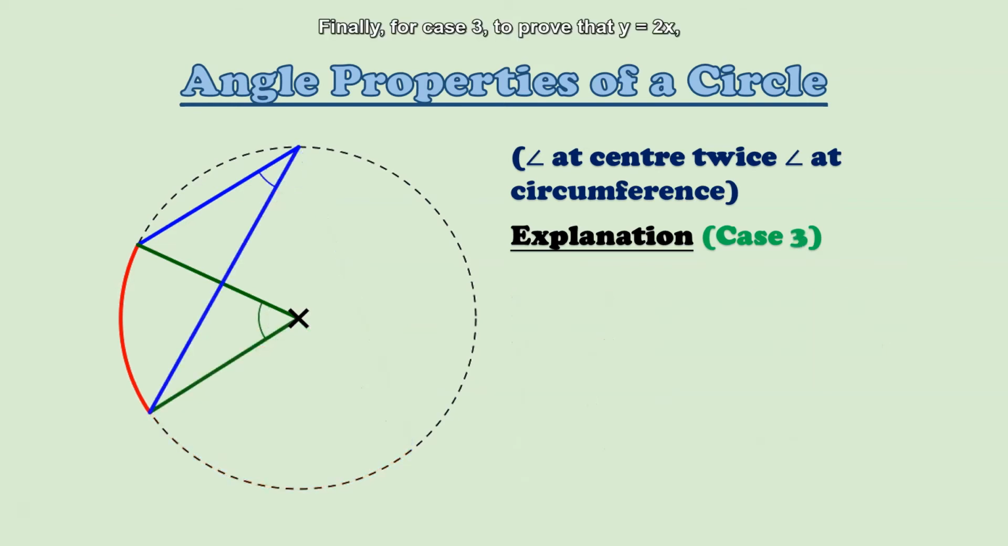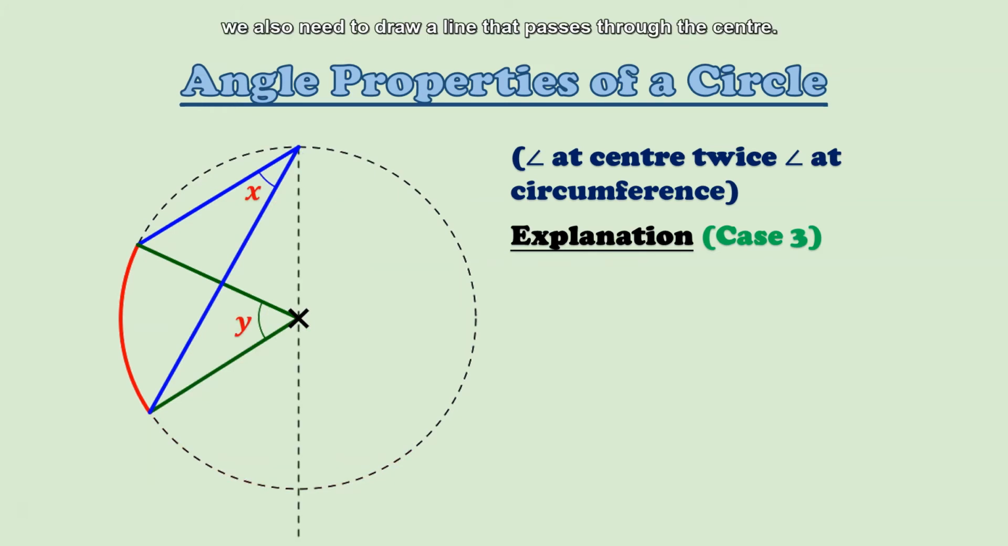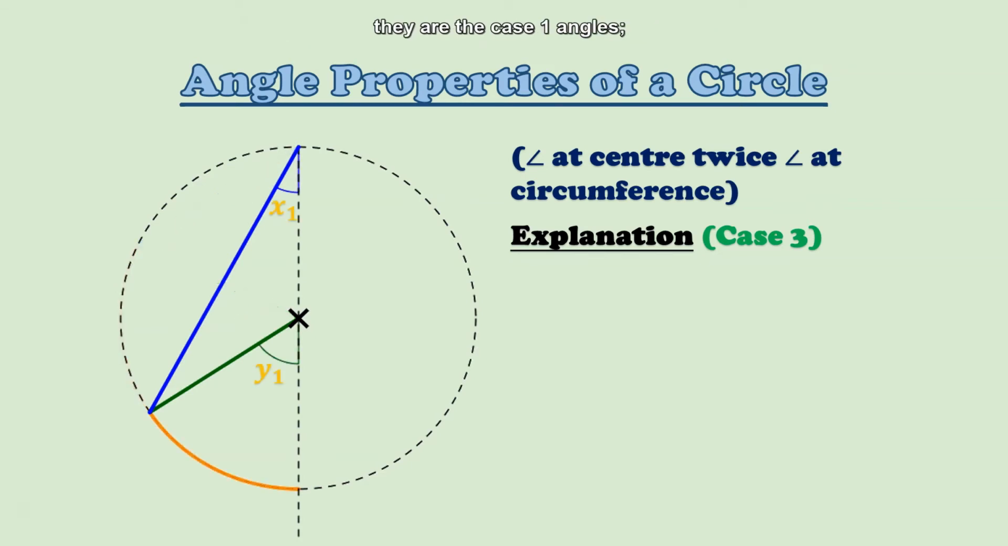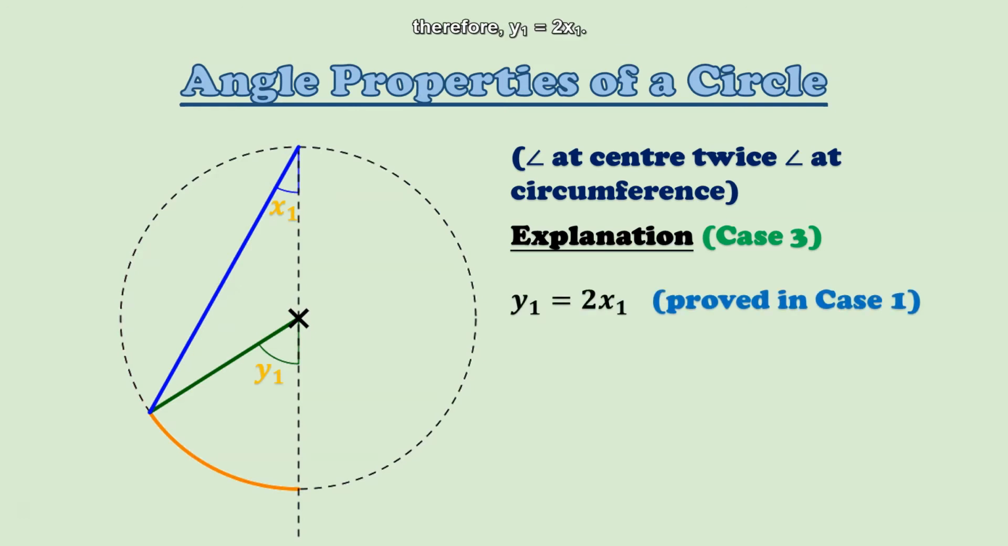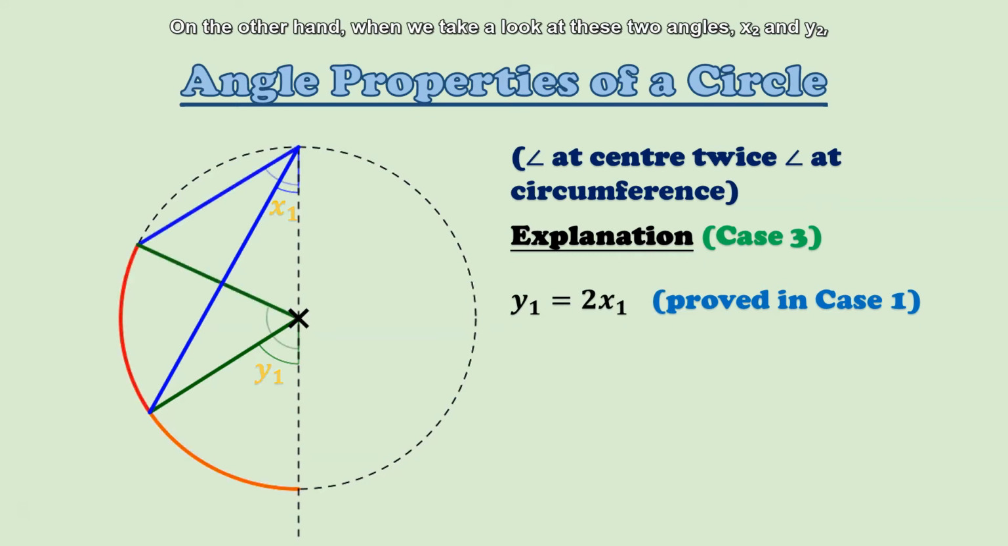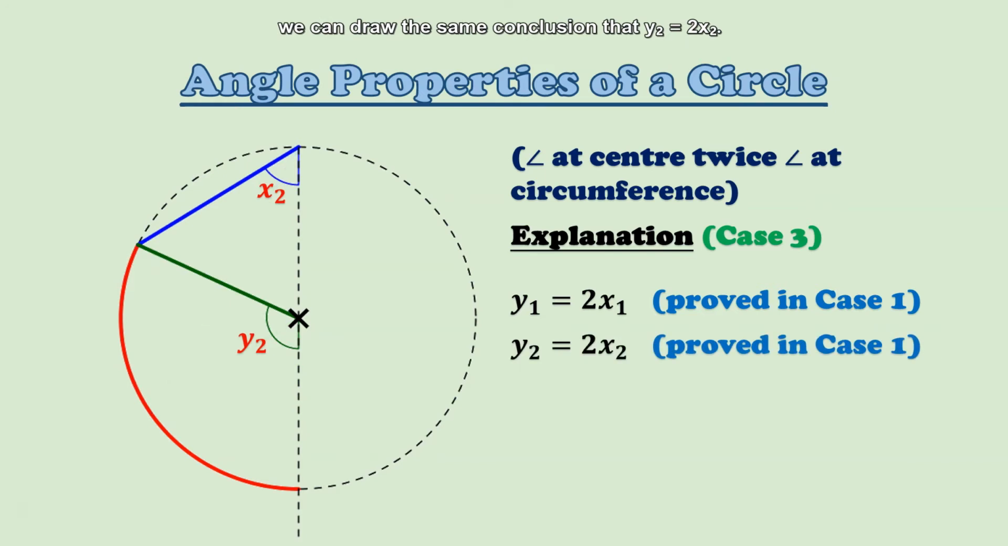Finally, for case 3, to prove that y is equal to 2x, we also need to draw a line that passes through the center. When we consider these two angles, x1 and y1, they are the case 1 angles, therefore y1 is equal to 2x1. On the other hand, when we take a look at these two angles, x2 and y2, we can draw the same conclusion that y2 is equal to 2x2.